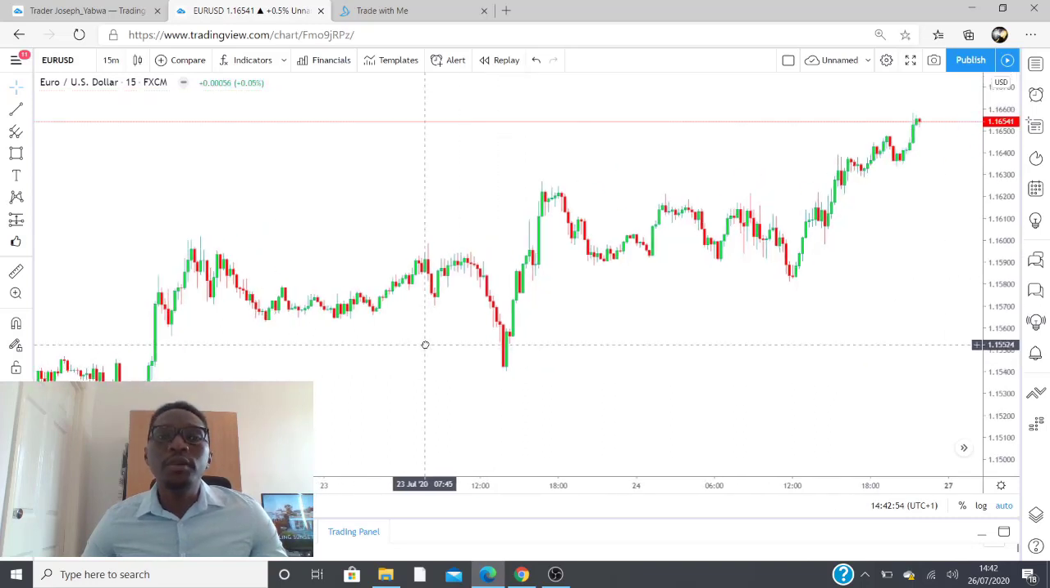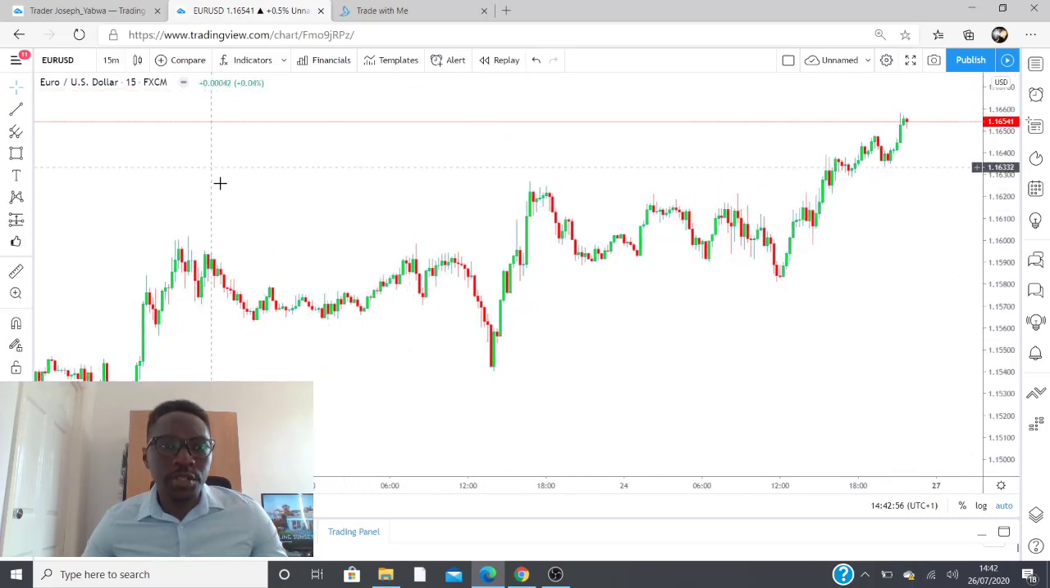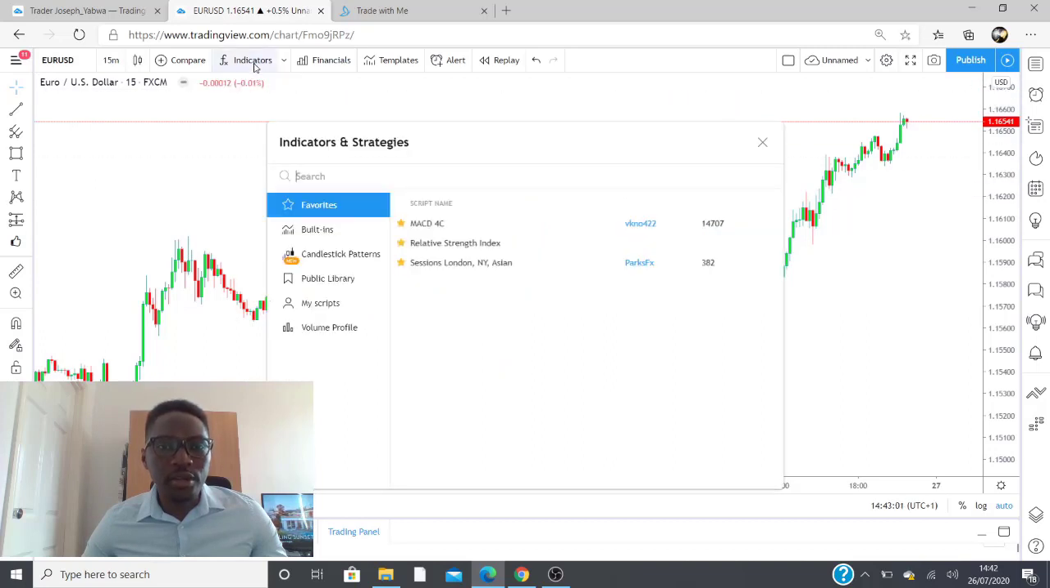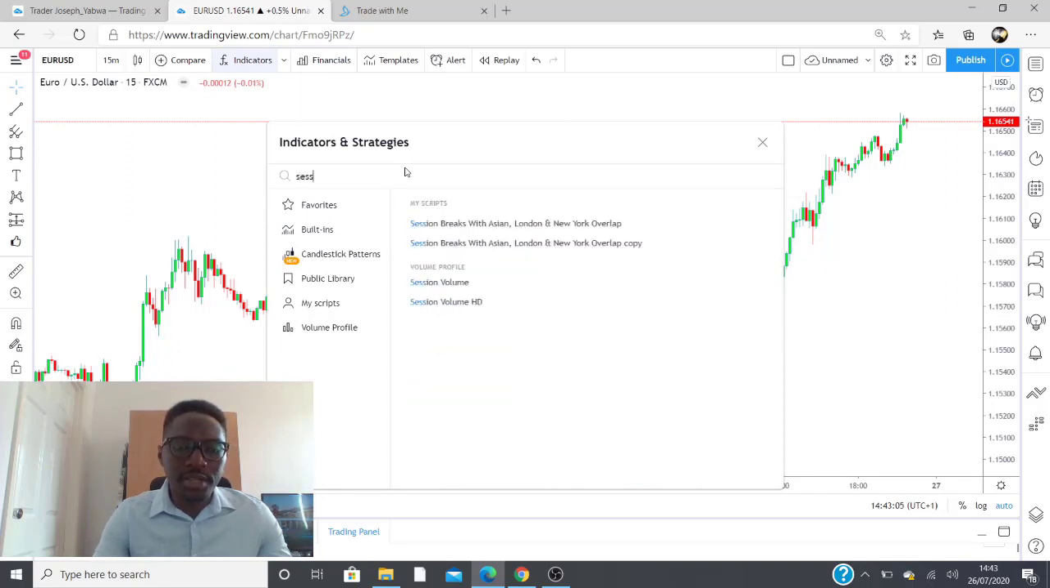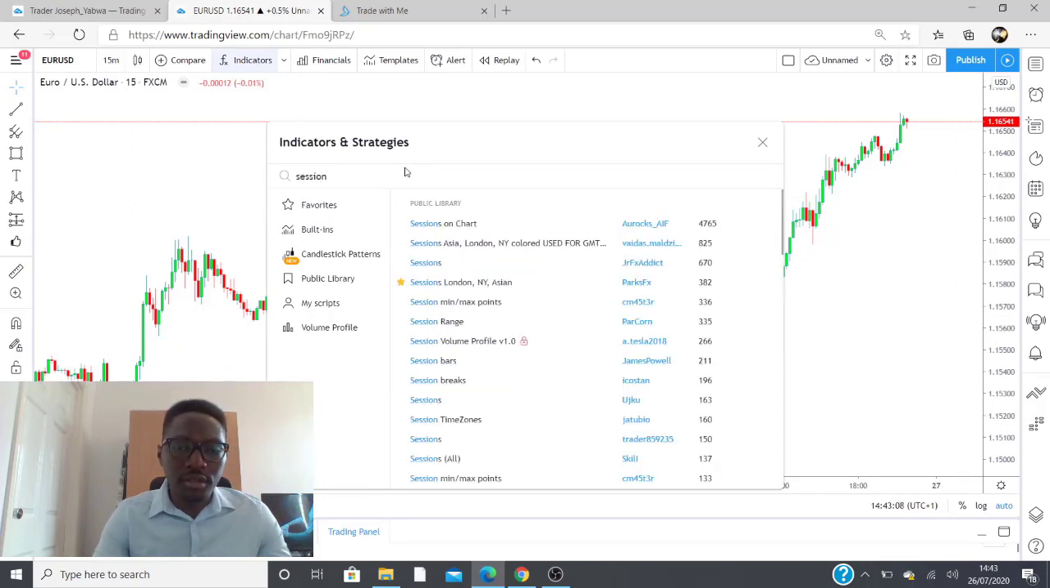So if you go on TradingView, you set your currency pair. What you're going to do next, you're going to go on indicators, and you click on indicators, and you're going to type in sessions. When you type in sessions, a lot of results are going to come up, but this is what you want.